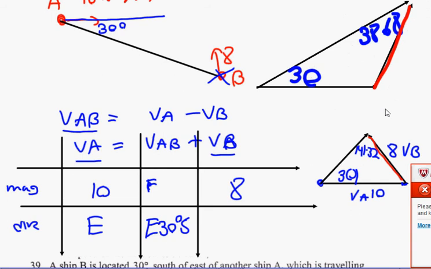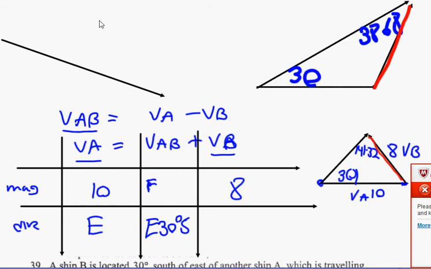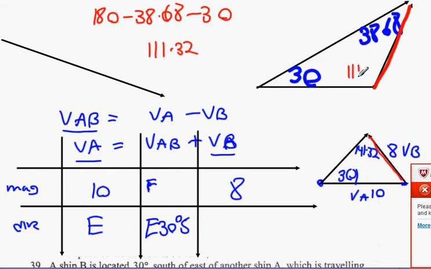Now what can we do to find this angle in here? 180 minus 38.68 minus 30, and what do we get? 101.32. Now, are you sure it's 32? Yes.